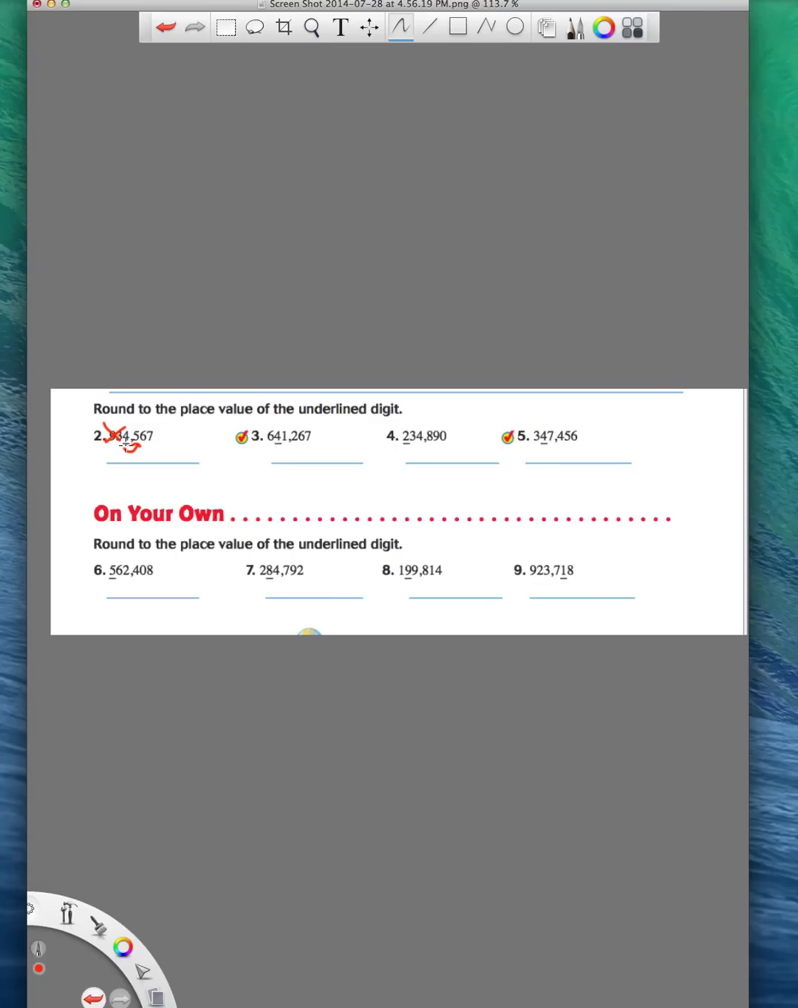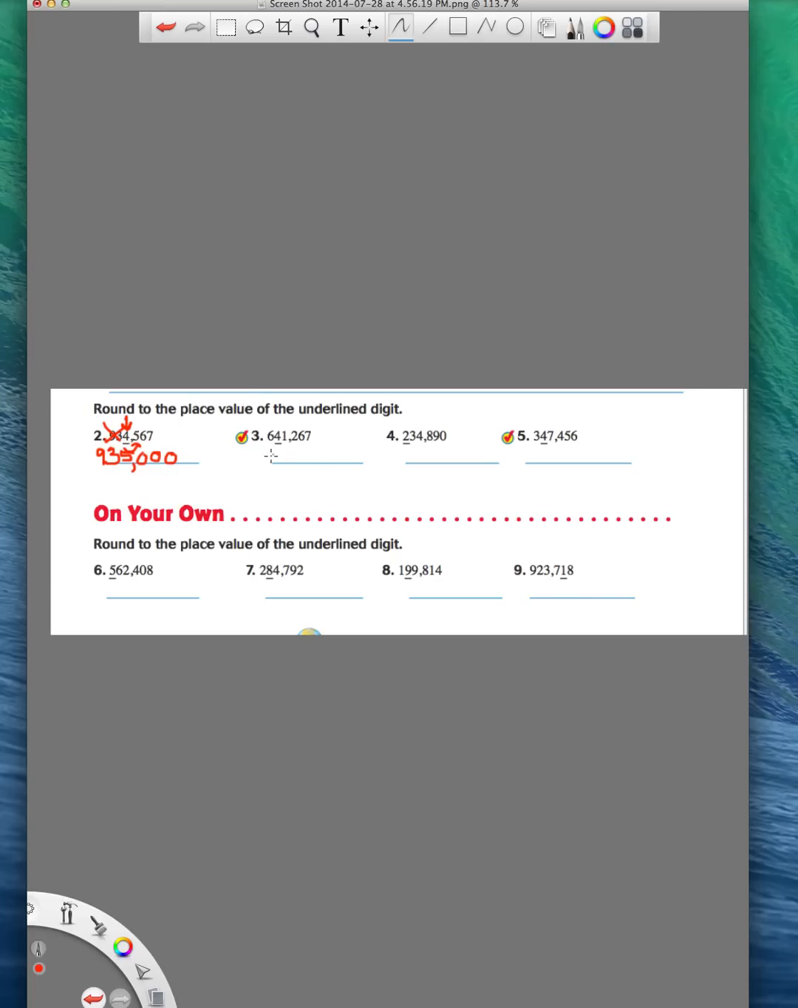So looking at this number, we see that next to the 4 is a 5. 5 or higher, our number goes up. So that 4 is going to change to a 5. Everything after the underlined number will always become a 0. So I have 3 things after the underlined number, so I'm going to have 3 zeros. Now, this 93 that we were ignoring, now's the time where we write it back in. So rounding 934,567 to the nearest 1,000 gave us 935,000.